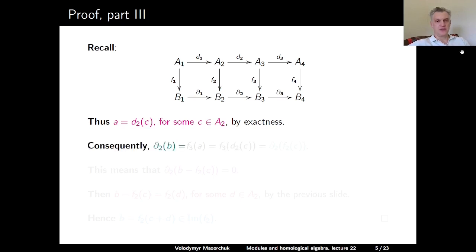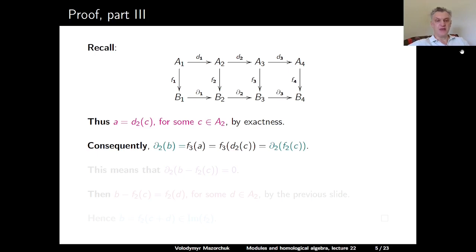Now we can compute that partial 2 applied to b is the same thing as f3 applied to a, and this is the same thing as f3 applied to d2 of c. And now by commutativity, this is the same thing as partial 2 applied to f2 of c.